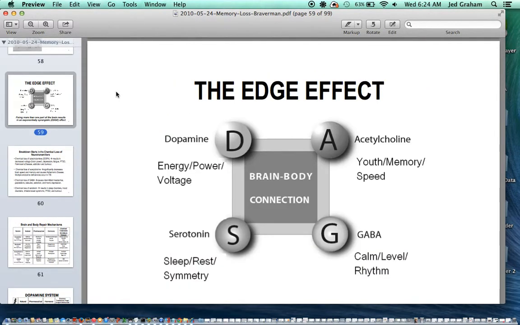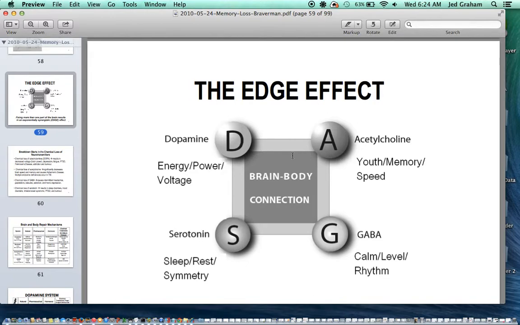Actually, it's page 59. All right, here we're talking about the edge effect. Basically, this is just talking about the neurotransmitters. There's 4 of them that they're talking about. This is just your brain chemistry. And these different neurotransmitters have different effects that we know of.